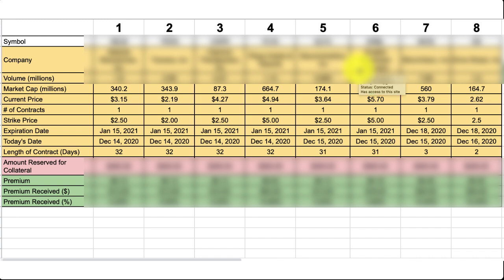So after some searching and filtering and sorting, these are the 8 candidates for stocks that I came up with. And they're not in any particular order. They just happen to be the order in which I added them to this particular spreadsheet. I went through them to identify what's involved, a little bit about the company itself, some information about the options that I might select, how much collateral I would need to reserve, and then finally the premium that's involved with each of these.